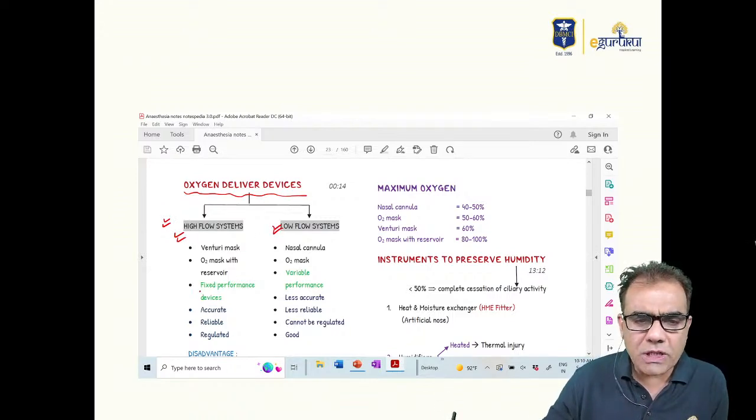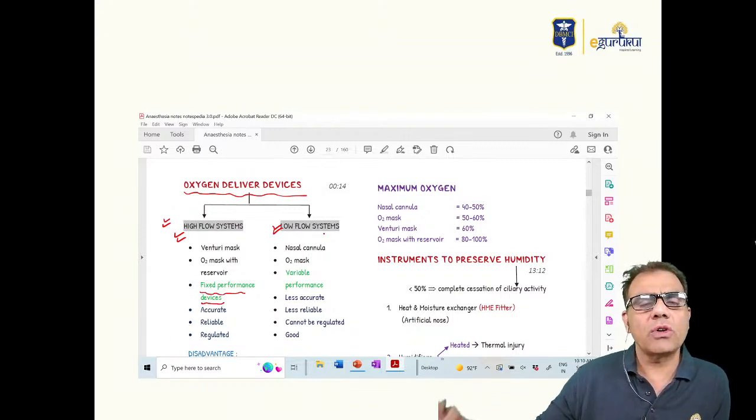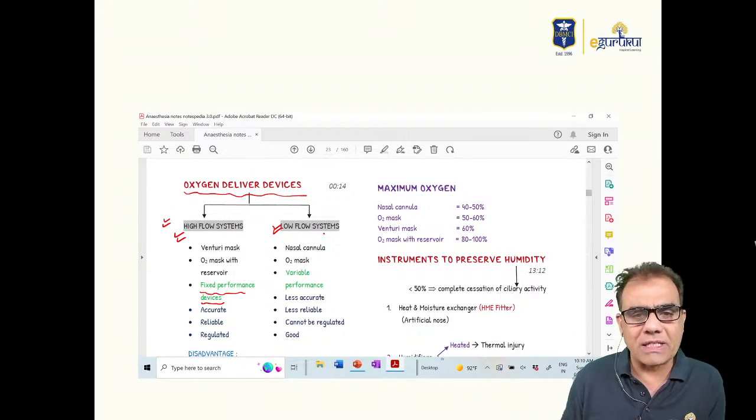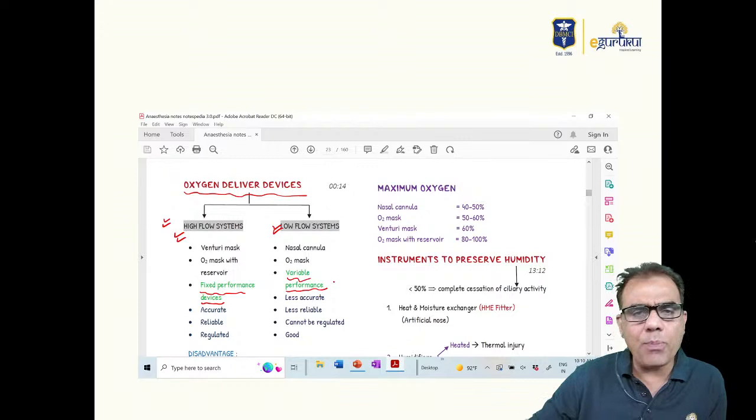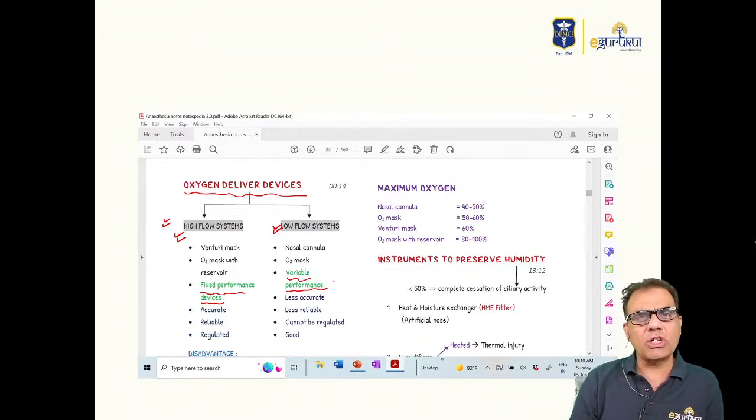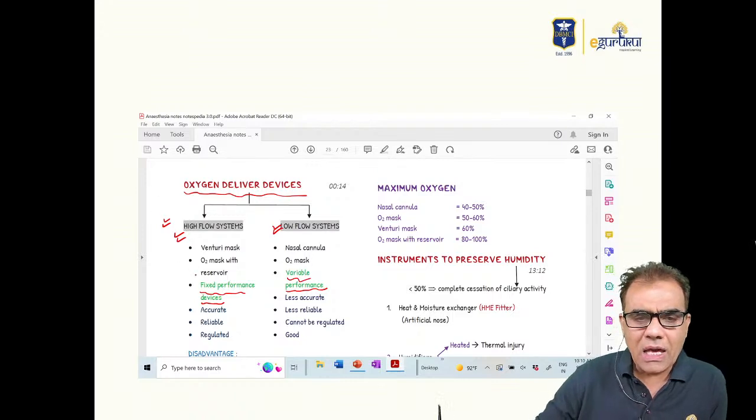So high flow systems are fixed performance devices, meaning their output remains largely fixed. Variable performance means that their output keeps on varying with the changes in the patient's respiratory parameters. So your high flow, that is fixed performance, are Venturi masks.